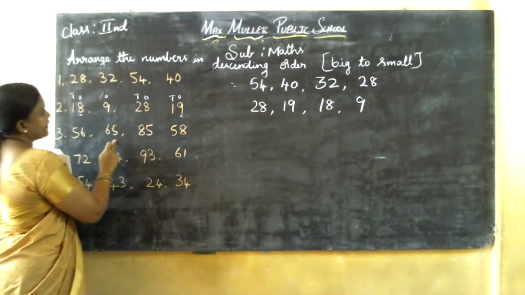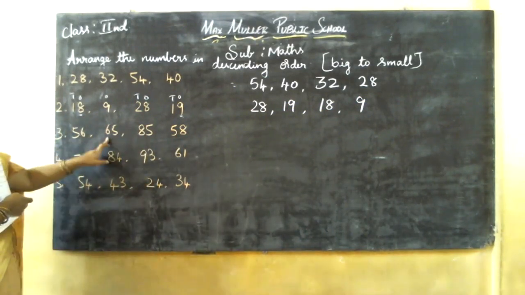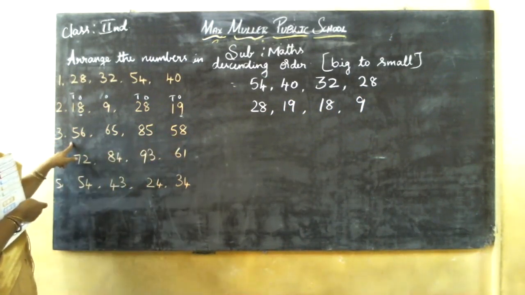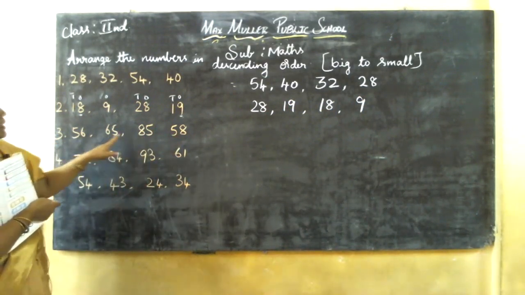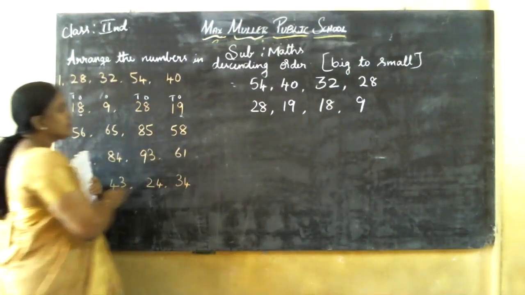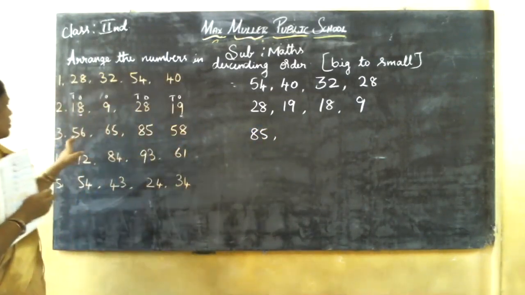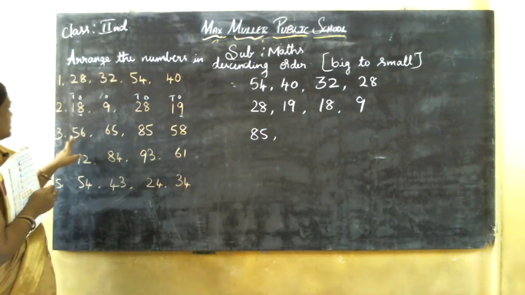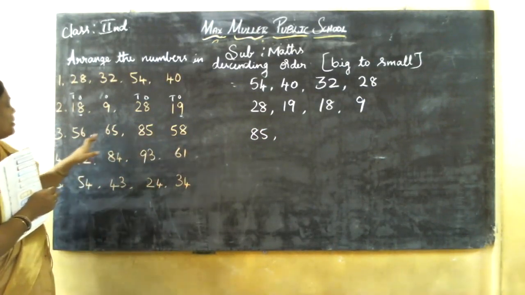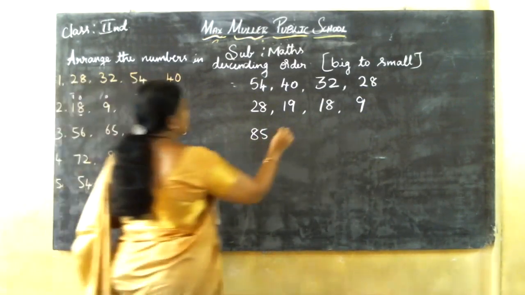56, 65, 85, 58. See the tens numbers: 5, 6, 8, 5. Which one is bigger here? 8 is the bigger, so 85 comes first. Now, children, see these three numbers: 56, 65, 58. Here the tens numbers are 5, 6, 5. Which one is biggest? 65.